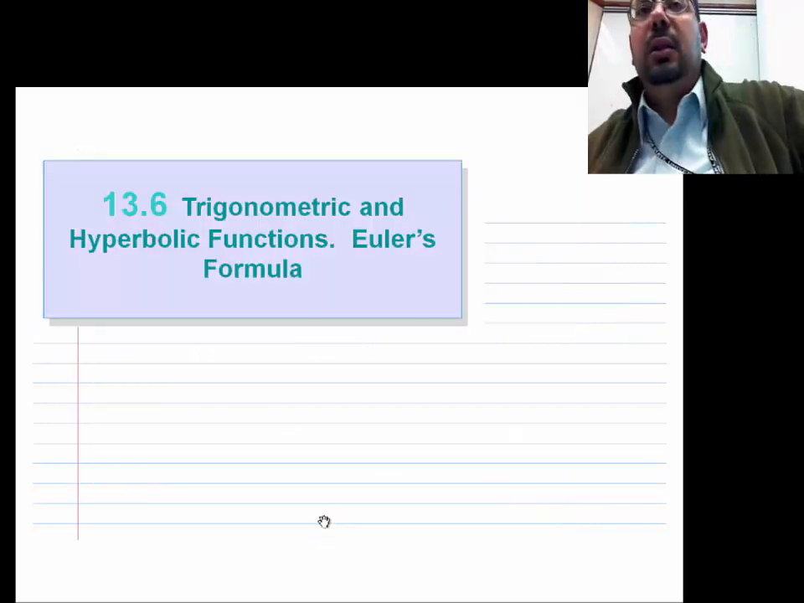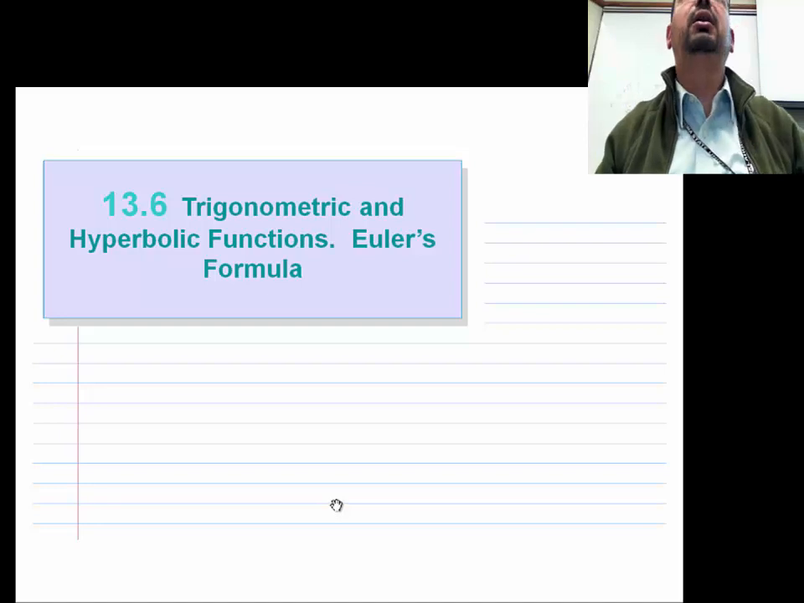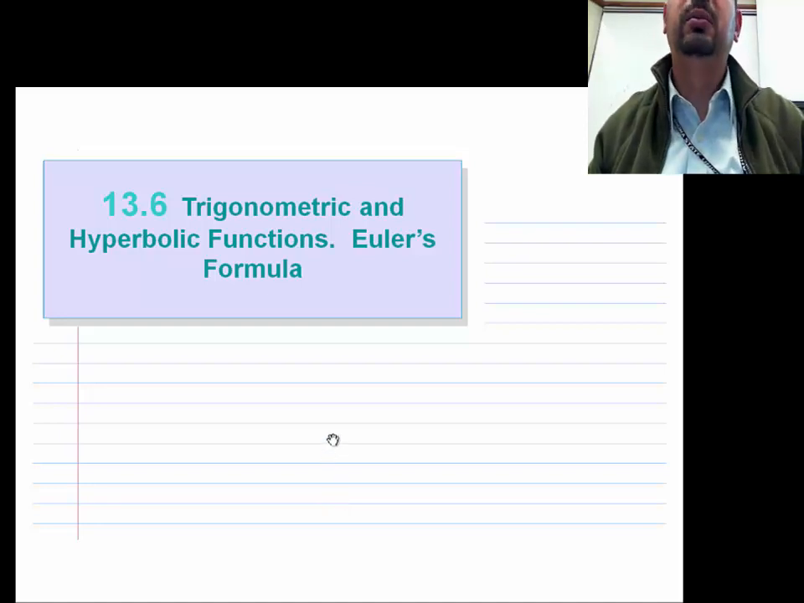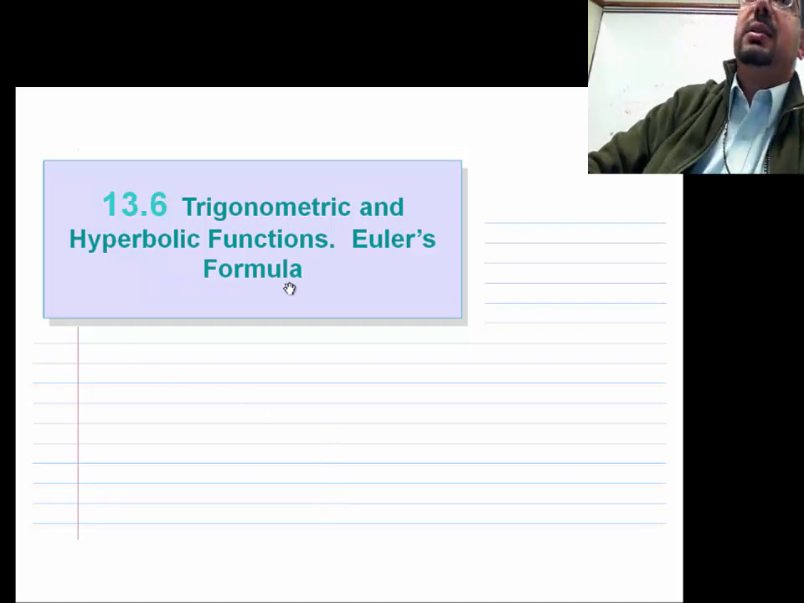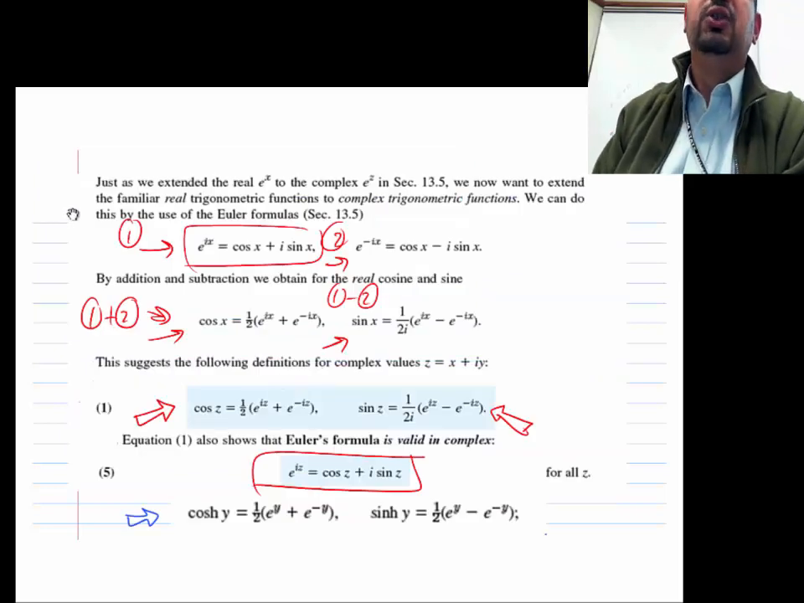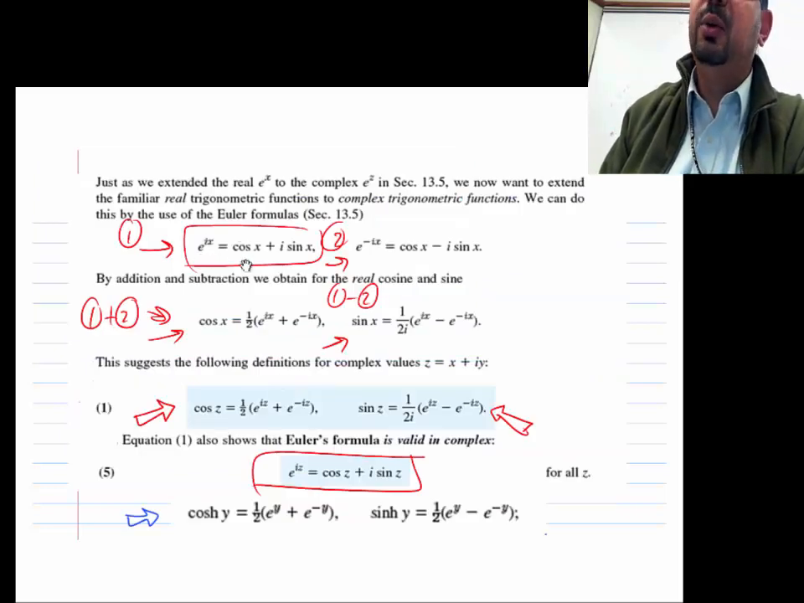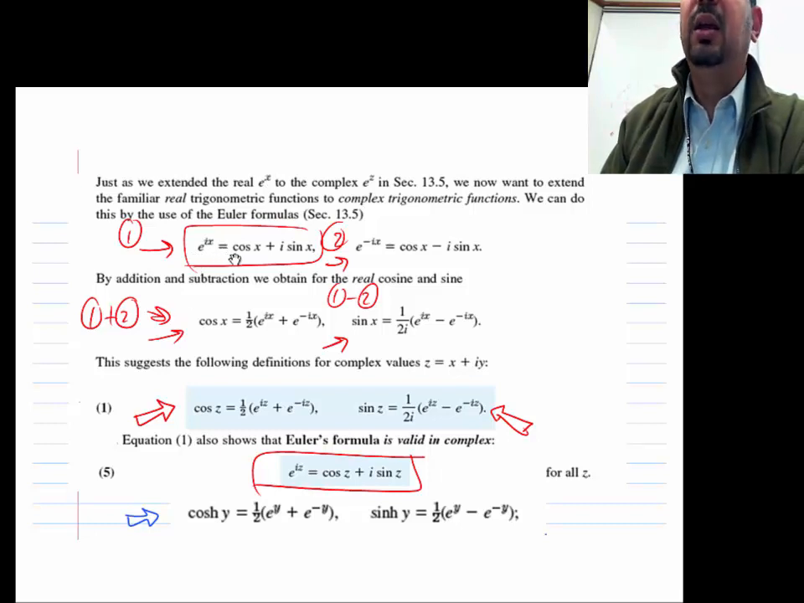We'll also do sine and cosine, and then ln, and then that will be it. So 13.6, let's go to sine and cosine. Again, the Euler formula should now be straightforward: e to the power i something is cosine of that something plus i sine of that something.